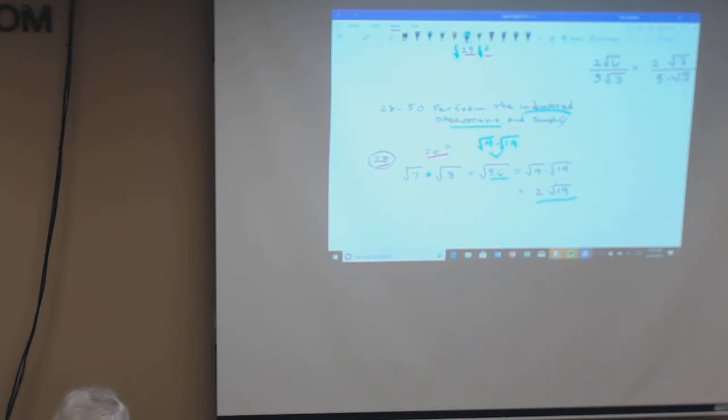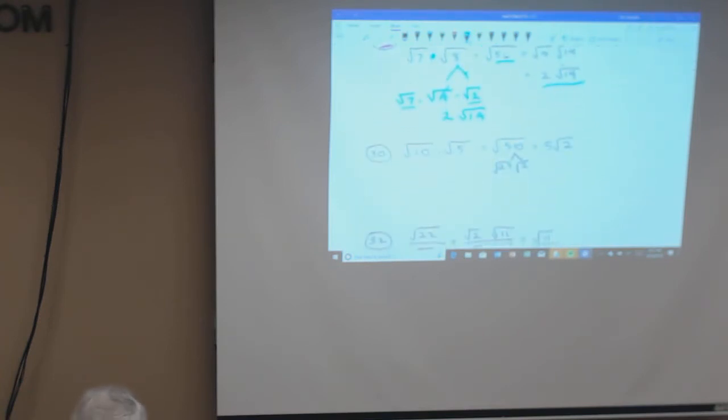Now, to show you what I was talking about before, here's the square root of 7 times the square root of 8. Let's break 8 down: the square root of 4 times the square root of 2. Everybody see what I'm doing there? Then what's the square root of 4? 2. What's radical 7 times radical 2? Radical 14. See how you can save yourself some work?